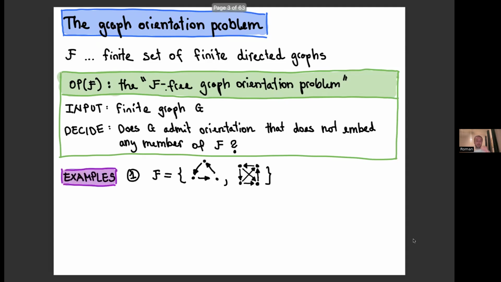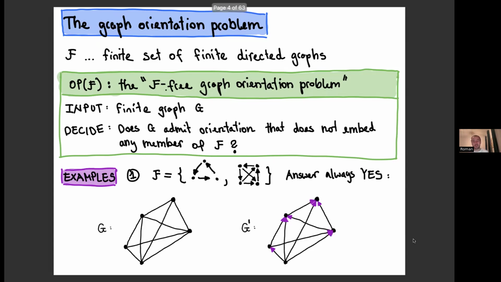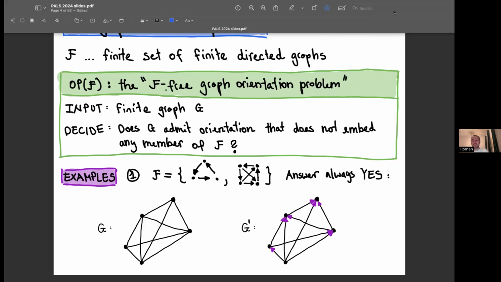Okay, so I guess this is easy enough. Let's look at examples. A very easy example: you forbid the 3-cycle, and then you also forbid this cyclic 4-tournament. A tournament is a directed complete graph. So what are we supposed to answer in this case? Well, actually, in this case, the answer doesn't even depend on the input graph G. We can always answer yes.